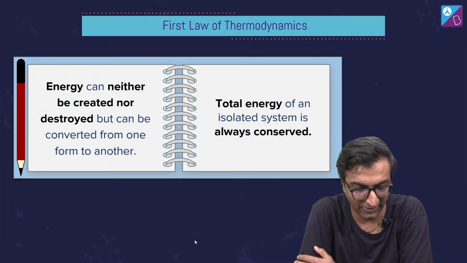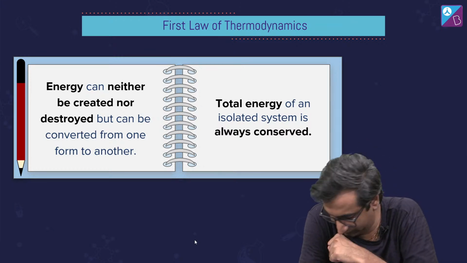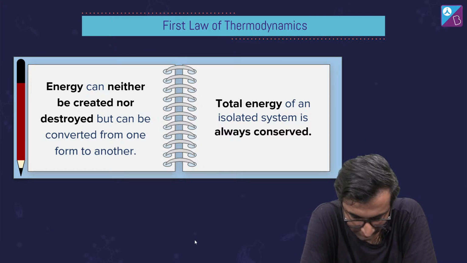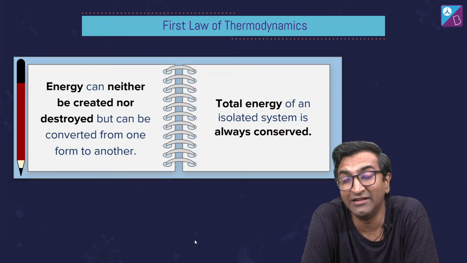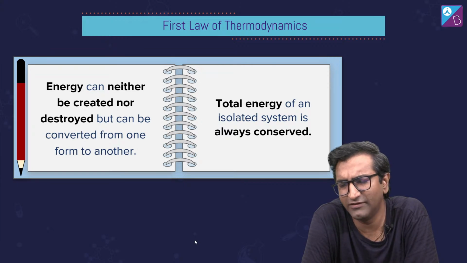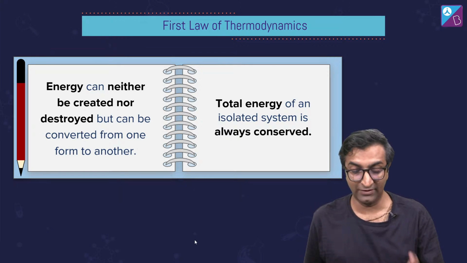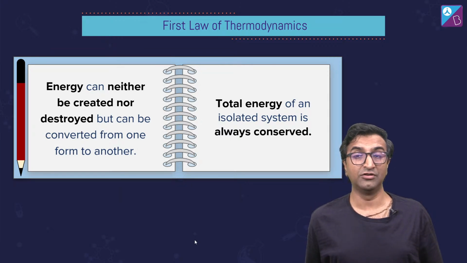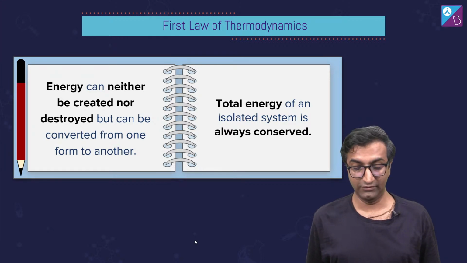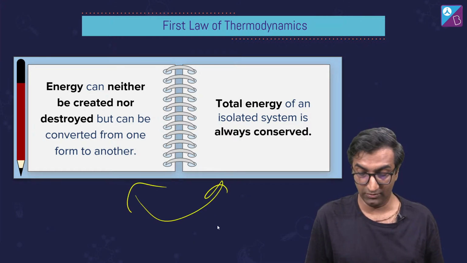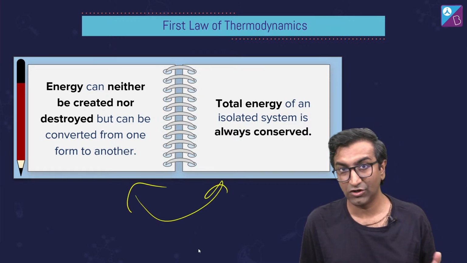First law, point of today's session. Energy can neither be created nor destroyed. What does this mean? It can only be transformed from one form to another. Total energy of the system is always conserved. These are two ways of stating the same law. ठीक है. कौन सी energy? We are talking about internal energy.